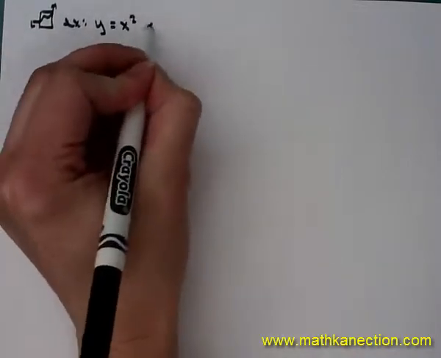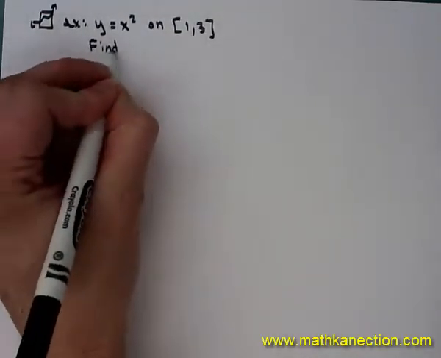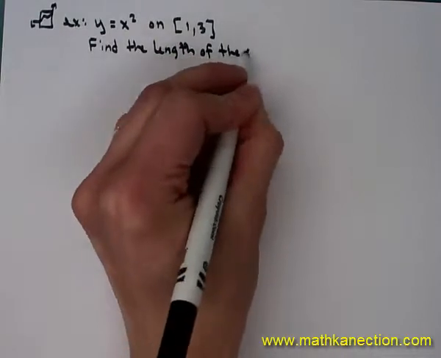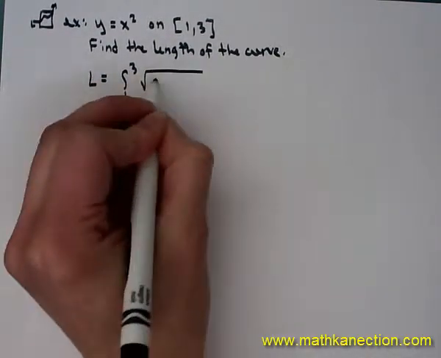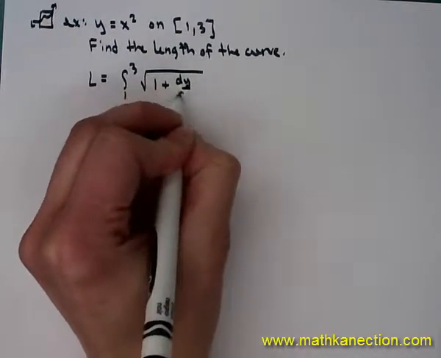So using the arc length formula, we're going to use y is equal to x squared on the interval from 1 to 3 to find the length of the curve. The length is going to be the integral from 1 to 3, square root of 1 plus (dy/dx) squared dx.